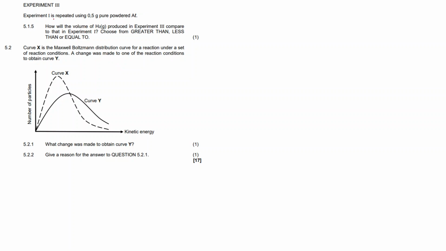Experiment 3. Experiment 1 is repeated using 0.5 grams of pure powdered aluminium. Question 5.1.5. How will the volume of H2 produced in experiment 3 compare to that of experiment 1? Choose from greater than, less than, or equal to. The volume of H2 produced will still be equal to that of experiment 1, as it is still the same amount of Al used.